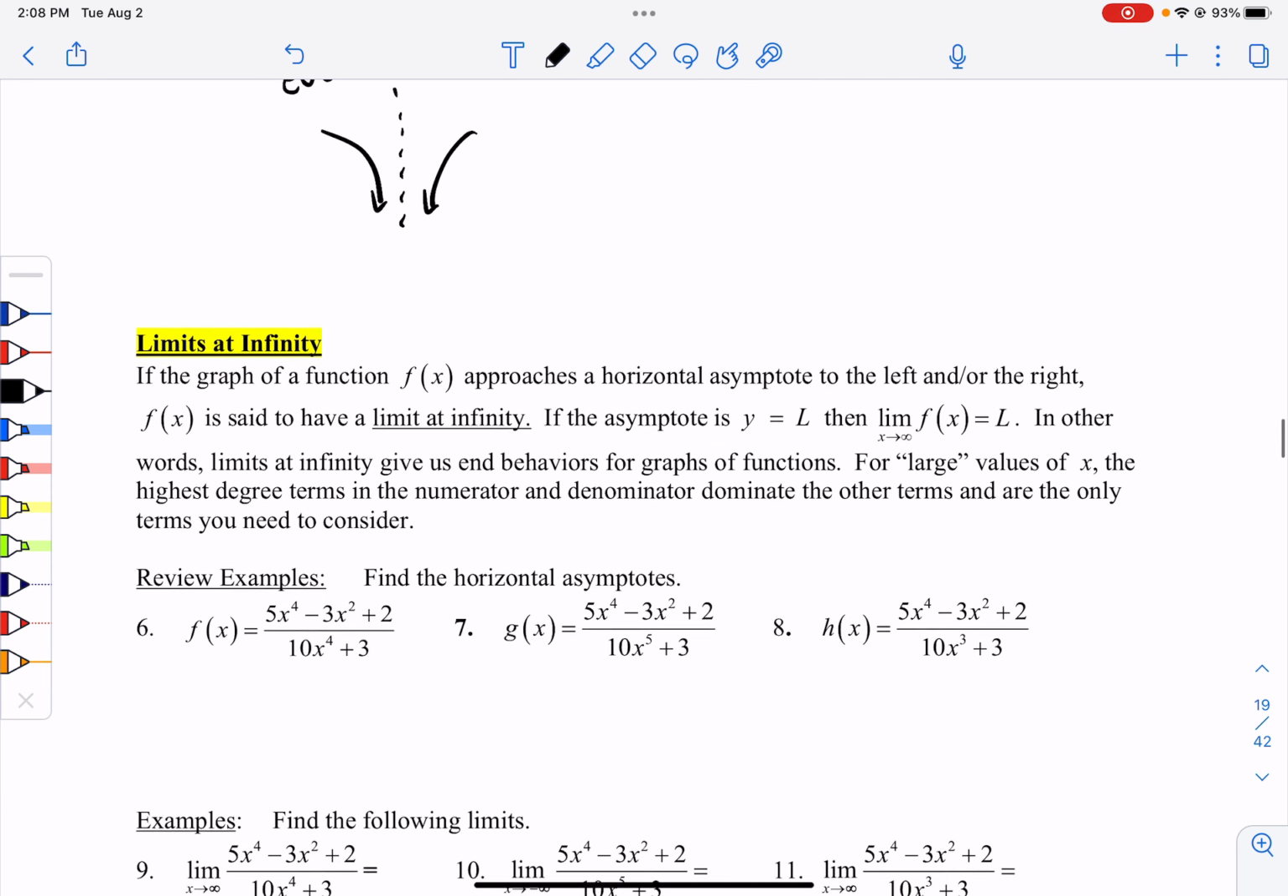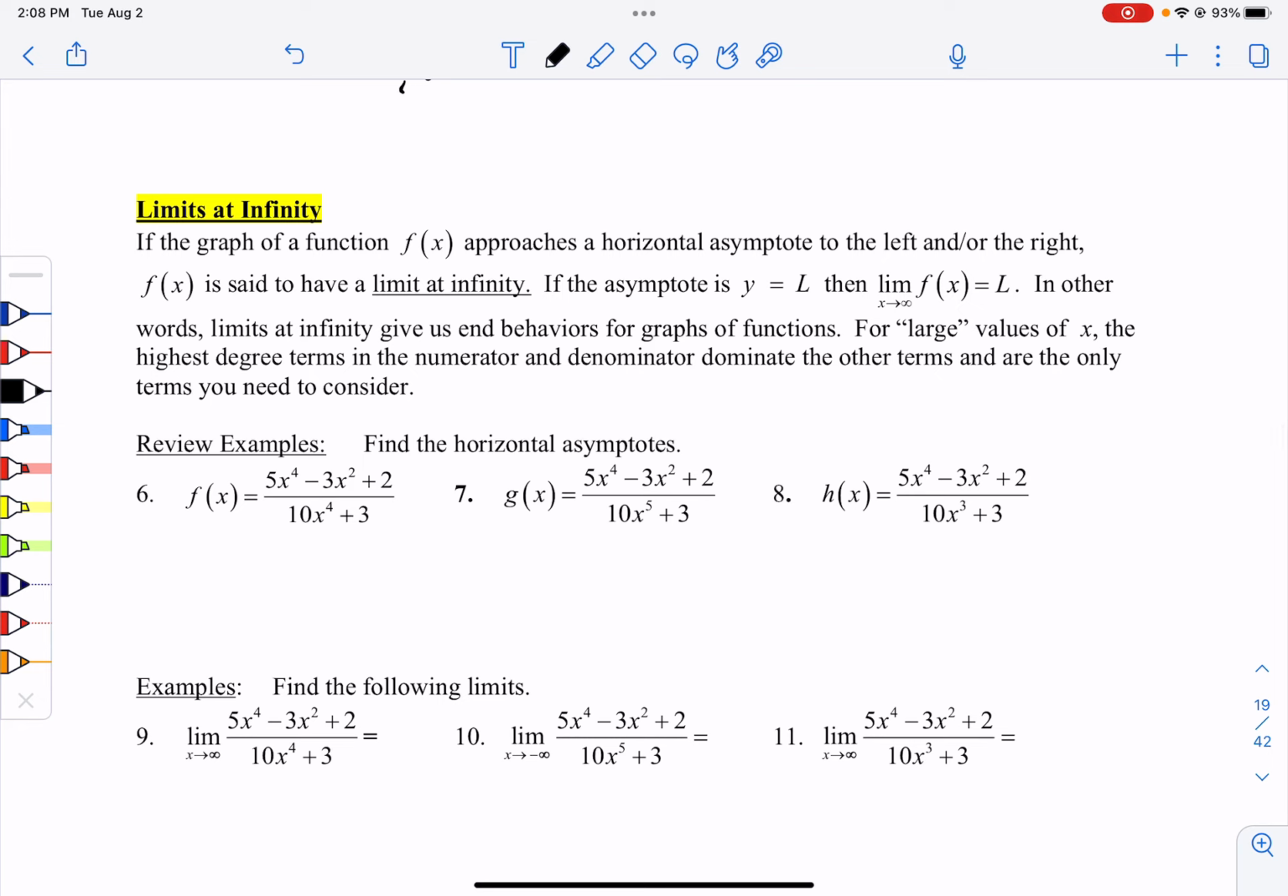The next topic is what happens if we evaluate limits at infinity. So instead of our function going to infinity, what happens if we take the limit as x approaches infinity? What's going to happen there? Just reading through what's here, you can pause and do that on your own if you want, but it says if the graph of a function approaches a horizontal asymptote, f of x is said to have a limit at infinity, which makes sense, right?